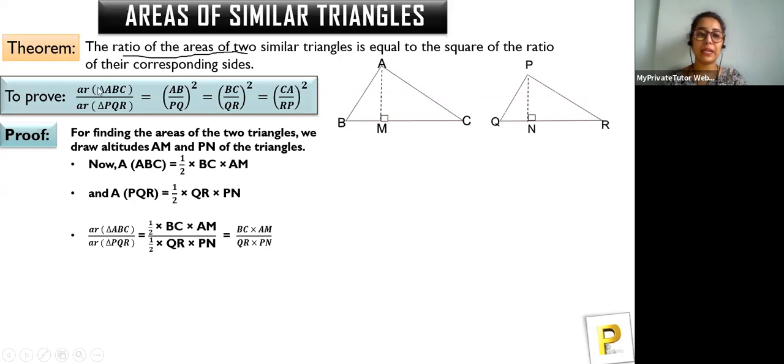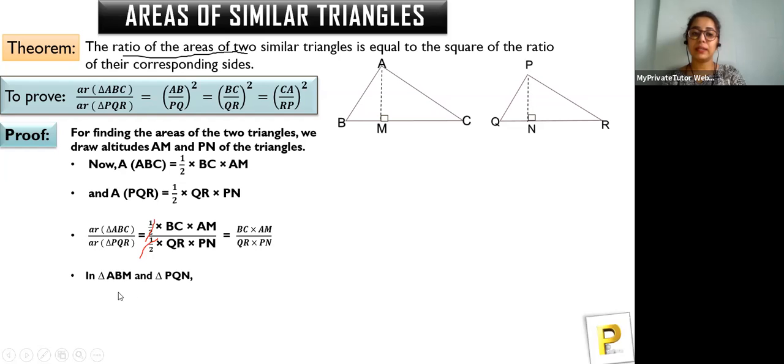So what we'll do is write area of triangle ABC upon area of triangle PQR is equal to the values we got from the first. And you can see that we can cancel out both of these halves. So we get area of triangle ABC upon area of triangle PQR equal to BC into AM over QR into PN. Is it what we want? We are not done yet. Let's move towards the next part.